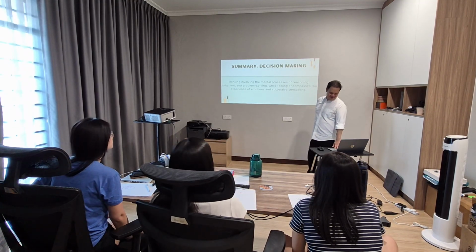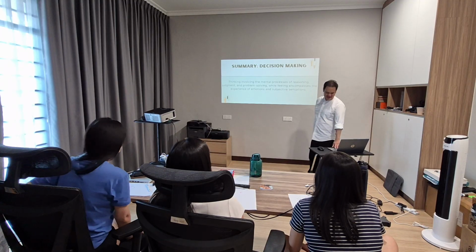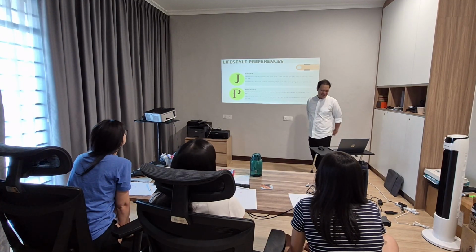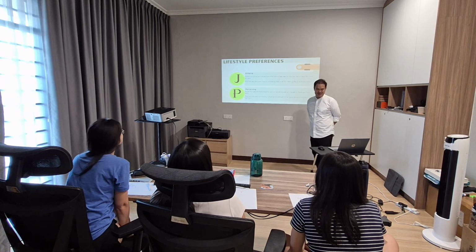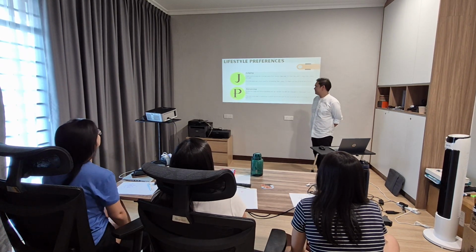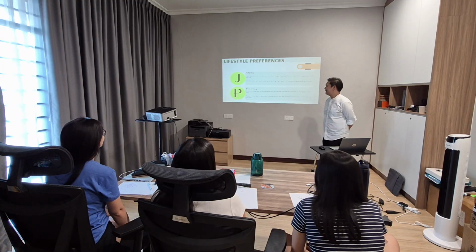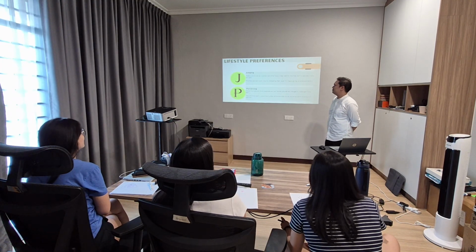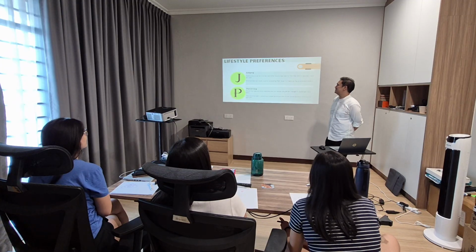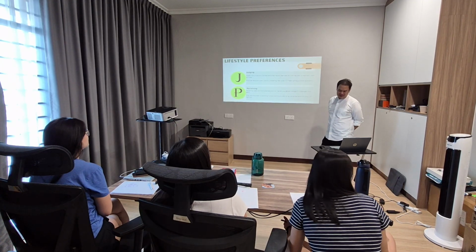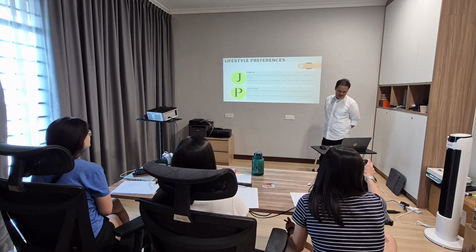We will now go to the last dimension, which is lifestyle. Lifestyle preferences are how you choose to live your day-to-day life. There are two main categories in this, which are judging and perceiving. Judging means you prefer a structured environment. You want a clear plan on how to approach tasks and goals.